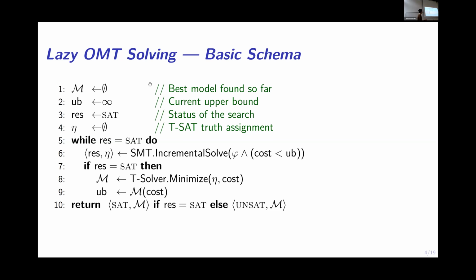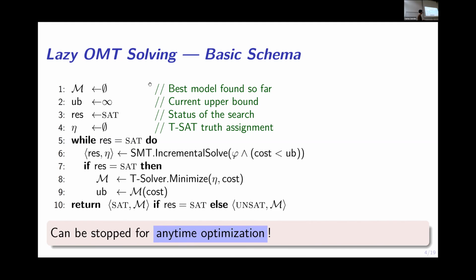So this is the lazy OMT solving approach. The nice thing about this approach is that we can actually stop the loop at any point and just return the best model found so far. This is particularly useful with hard instances, where we may impose, for instance, a time limit and just obtain a good enough solution.